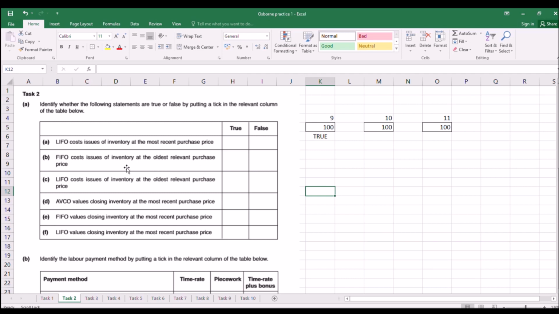Okay. FIFO issues inventories at the oldest relevant purchase price. So FIFO issues this one first, then this one, then this one. So that would also be true because that would be the oldest price, wouldn't it?